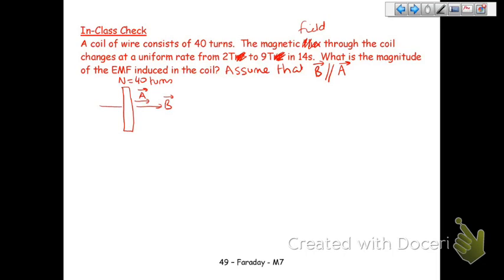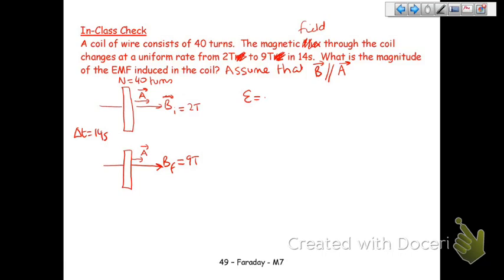There's my B. I shouldn't have put the arrow head on top of it, because I'm going to draw it differently. B initial is 2 Tesla. And here's my magnetic field strength. Now B final is equal to 9 Tesla. And my delta T equals 14 seconds. My area vector is still in that direction there.